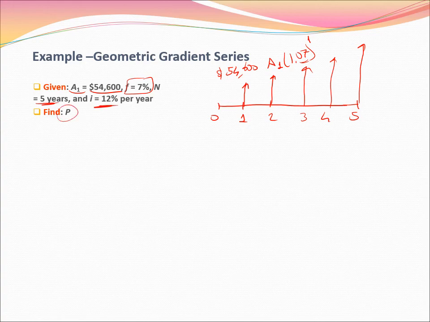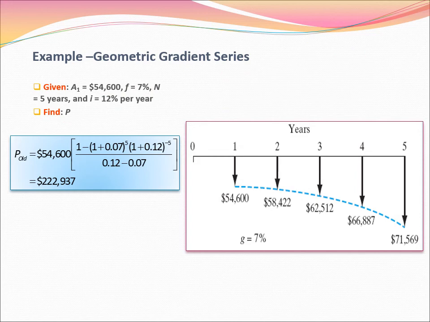Again, we will use exactly the same formula. Okay, so it will be A1 times this 1 minus. Look, this time we are not using the factor, but we are using the formula itself. Okay, this is 1 plus f to the power 5, 1 plus i to the minus 5, and this is i minus f, and we find the present worth in this way.